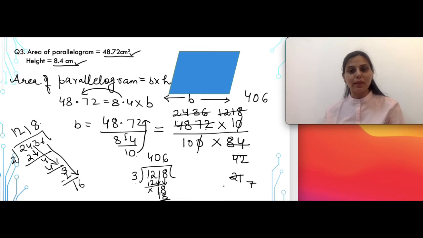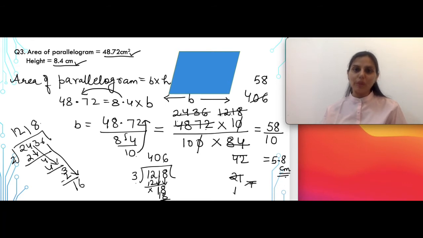Please don't make that mistake. Now the terms 7 and 406 can be cancelled with the table of 7. 7 ones are 7, 7 5s are 35. Please do the mental calculation. 5 will be the remainder and 6 you will bring down. So 7 8s are 56. So in the numerator eventually you will be left with 58, and in the denominator it is 10. This can again be converted into decimal, so we can write the answer as 5.8, and the units with this will be centimeters. So this gives you the base of the parallelogram.